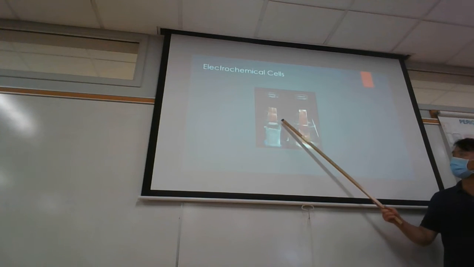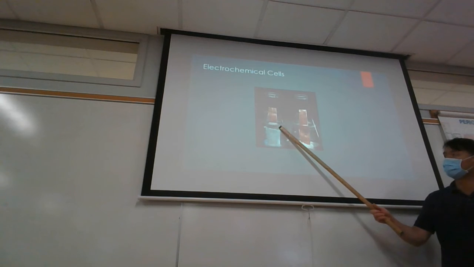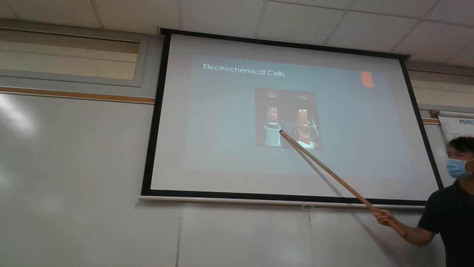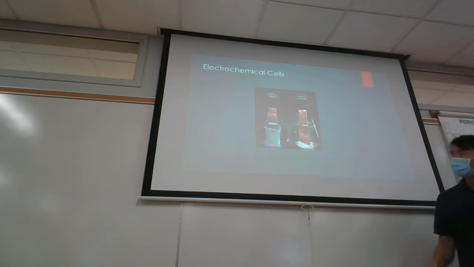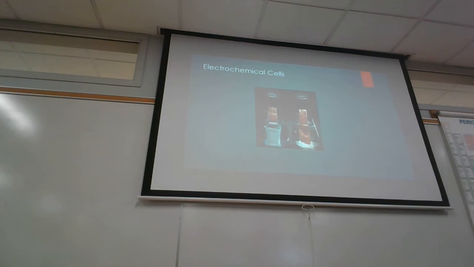So these are redox reactions. This is silver nitrate with copper metal. You can see the crystals of silver growing there. What we should do is we should separate those. And that's what we do in a battery.